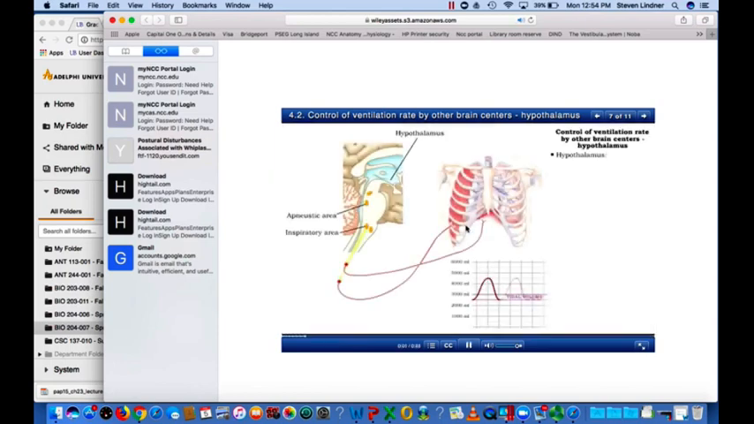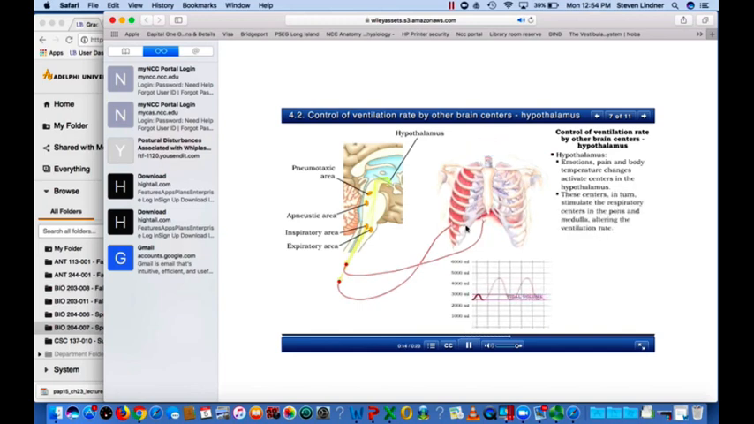The hypothalamus is another region of the brain that influences ventilation rhythm. Emotions, pain, and changes in body temperature activate centers in the hypothalamus. These centers, in turn, stimulate the respiratory centers in the pons and medulla, altering the ventilation rate.